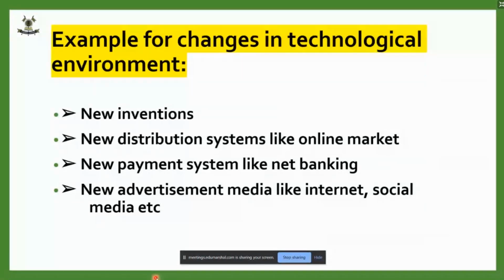If this change is not taken into consideration, the business is going to become obsolete very quickly, children, because technology is very dynamic. It keeps on changing. So the business has to be very vigilant. If there is any invention coming in their business, they should adapt it as soon as possible. So these were the examples. This is the technological environment. Now we come to the political environment.